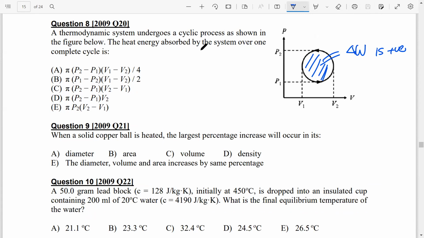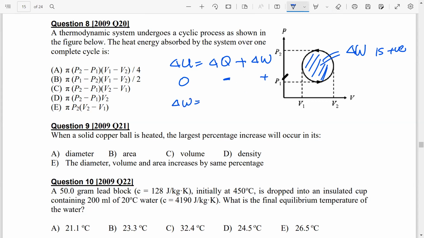First we want to find the heat energy absorbed. Why? Because in one full cycle, delta U equals delta Q plus delta W. Now we know that this is positive, so this must be a negative value, because this is zero for one full cycle. Yep, work done on is larger than work done by. Correct. So because of that, we know that delta Q equals negative delta W. Let's find delta W first.